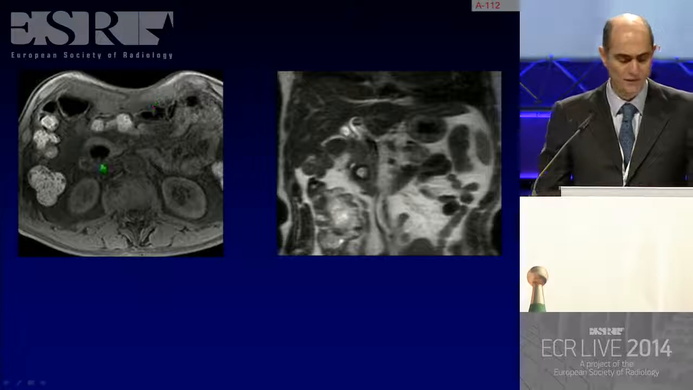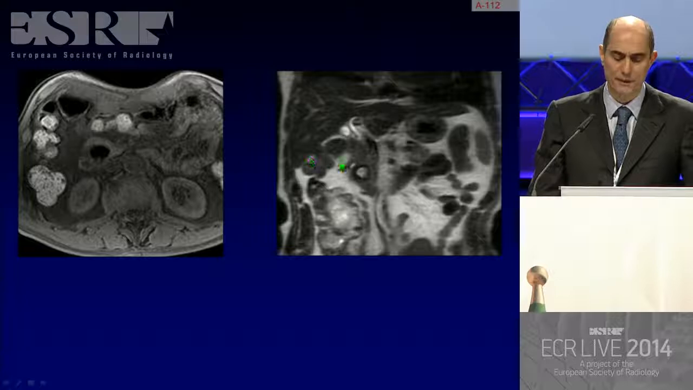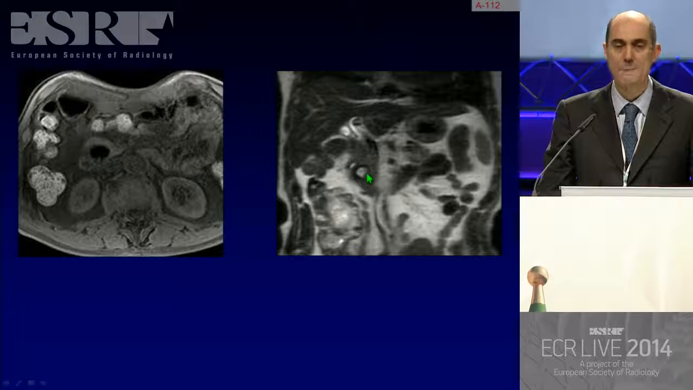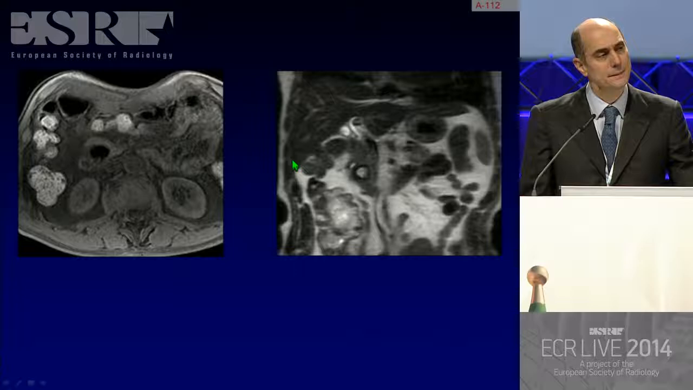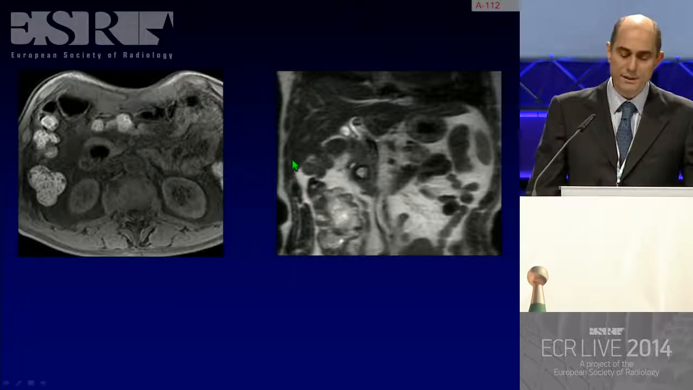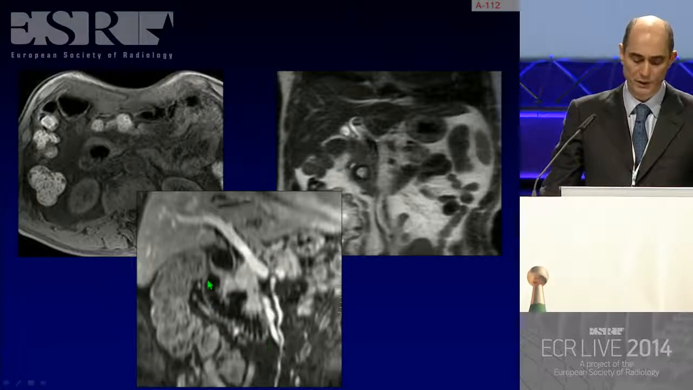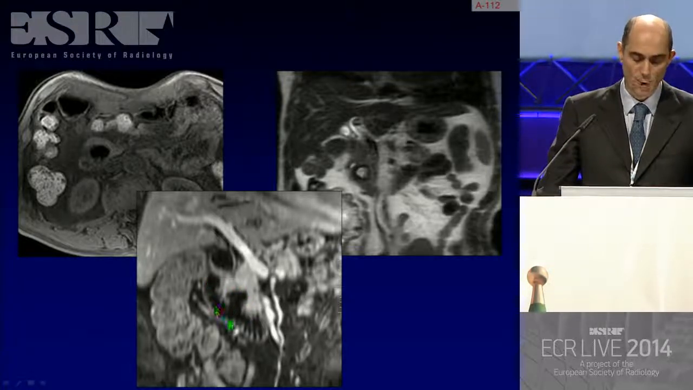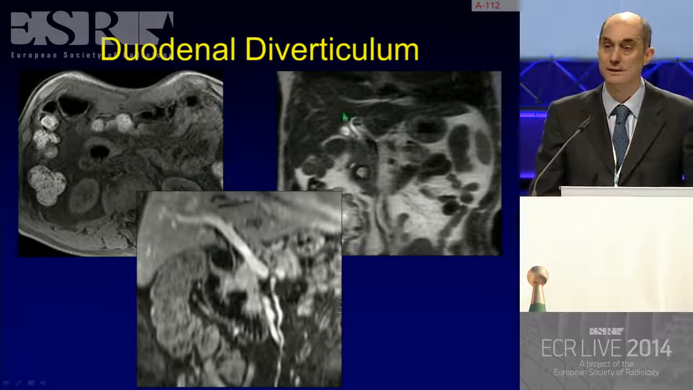Another potential pitfall is represented by this hypointense lesion in the head of the pancreas on T1 weighted images, and on T2 weighted images, we do see some target appearance. Is this a neoplasm? Well, the answer is no. It's again a pitfall. Because when we do the coronal reconstruction, we see that this pancreatic head lesion is in continuity with the lumen of the second portion of the duodenum, representing a duodenal diverticulum.